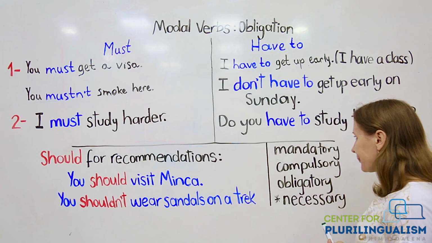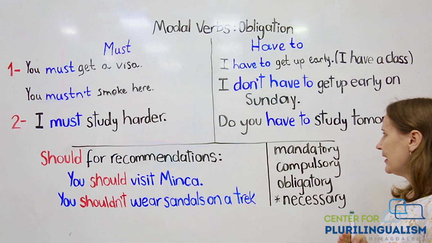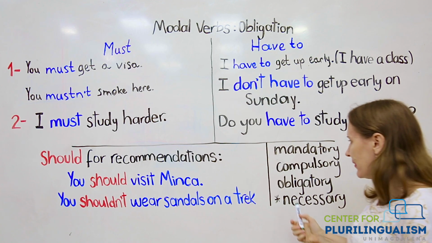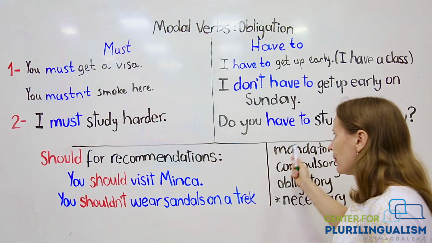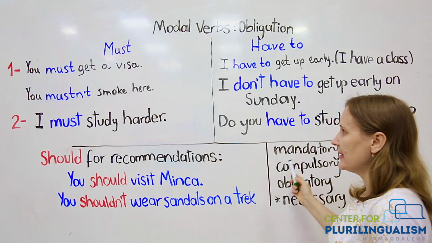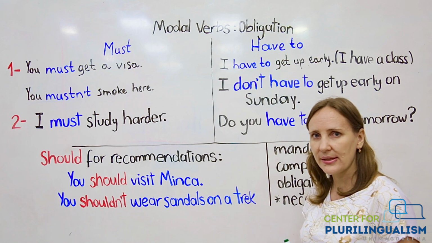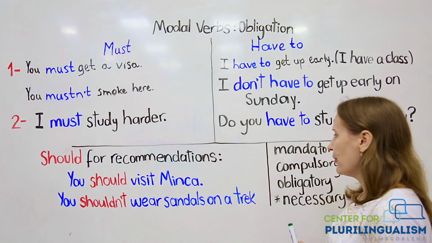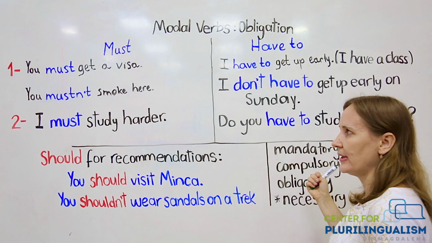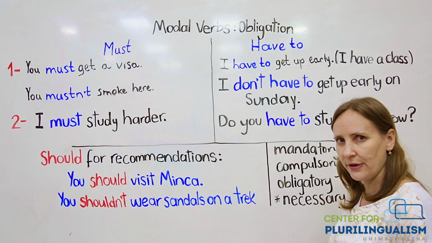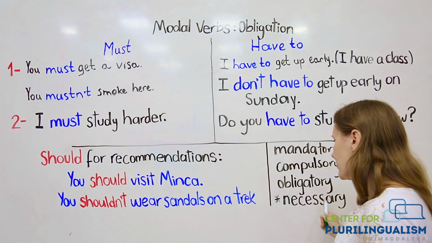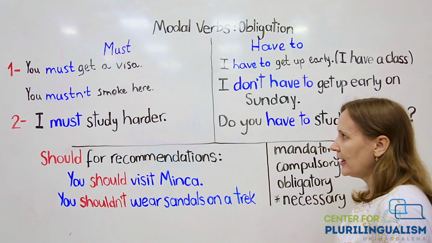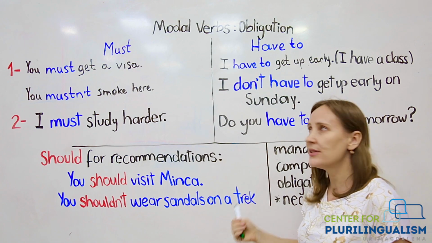And finally, look at those expressions. It's mandatory, it's compulsory, it's obligatory. They all can be used instead of must, and that means that something is necessary because of the rule or a law. Again, you can say it's mandatory to get a visa if you want to travel. And also we can use necessary, that can be the synonym of either must or have to.